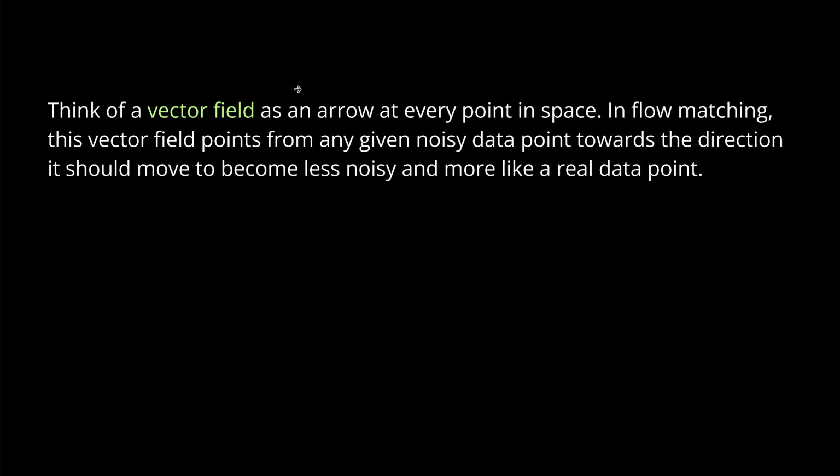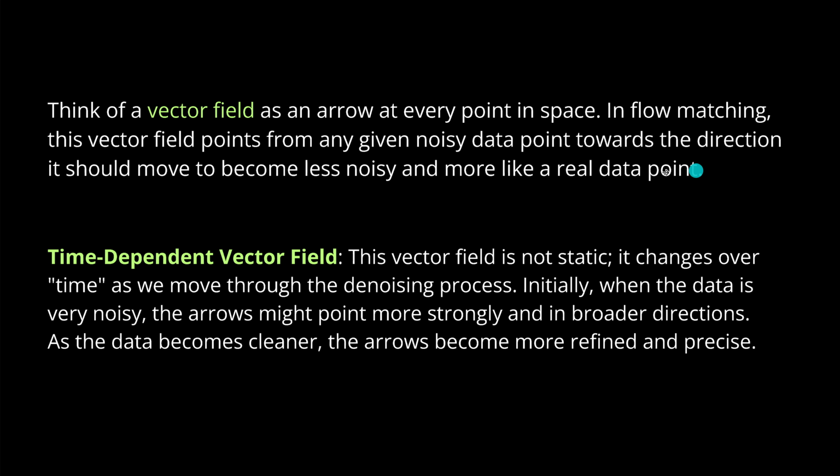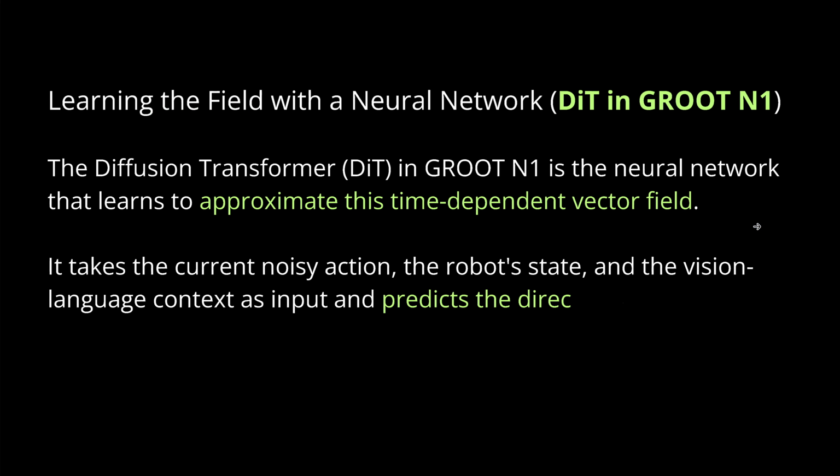But this vector field is special. Well, yes, of course. If you want to imagine this, think of a vector field as an arrow at every point in space. And in flow matching, this vector field points from any given noisy data point towards the direction it should move in the best possible case to become less noisy and more like a real data point. So, like in gradient descent, we now know in which direction the system should move. And we have, of course, time-dependent vector fields. It will change over time as we move through the denoising process, and you can imagine how beautiful this is.